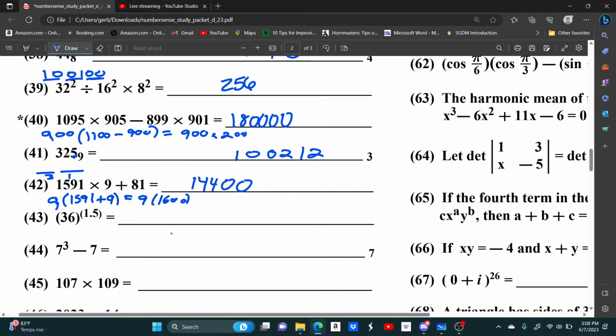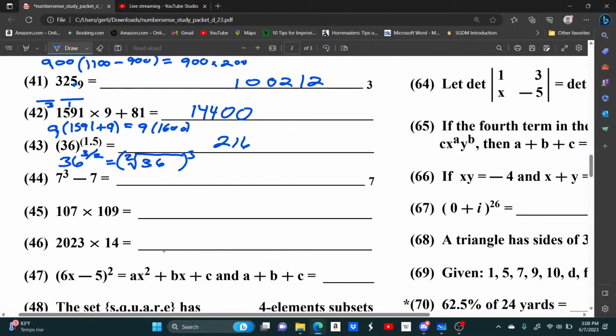43, 36 to the 1.5. Okay, if I convert this to a fraction, it would be 36 to the 3 halves, right? Which, laws of exponents, tells you this is the same thing as the square root of 36 cubed. Well, the square root of 36 is 6, and then 6 cubed you should have memorized is 216.